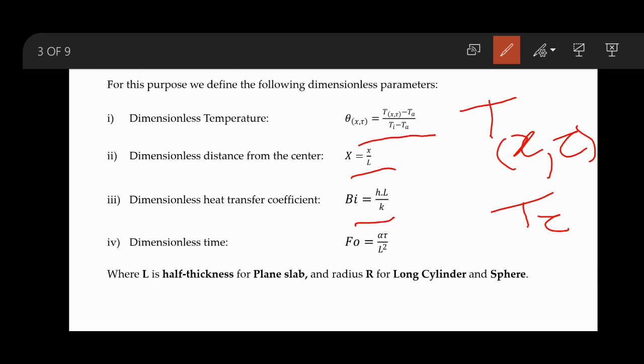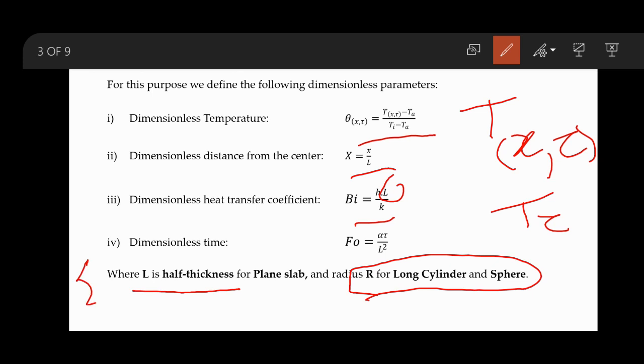In this case, the definition of L changes. The characteristic length L is half of the thickness for a plane slab and R for a cylinder as well as a sphere. So you need to remember this. Once we find the Biot number using h into Lc by k, where Lc is the characteristic length, if its value is greater than 0.1, then we need to find the Biot number again using the definition of L given here. L will be half of the thickness for a plane wall. So the Biot number remains the same for both cases.